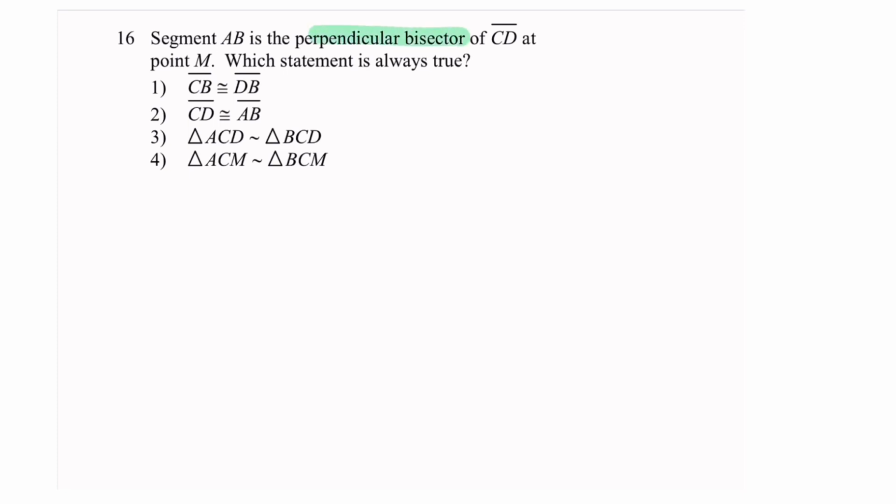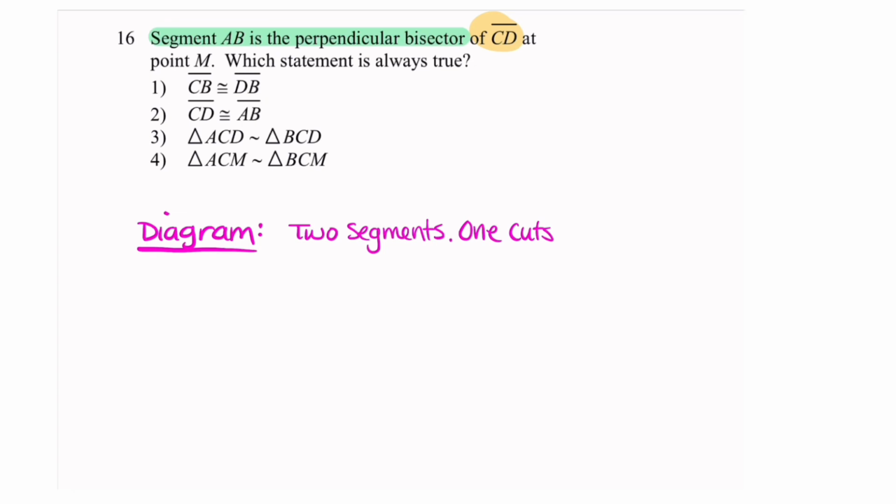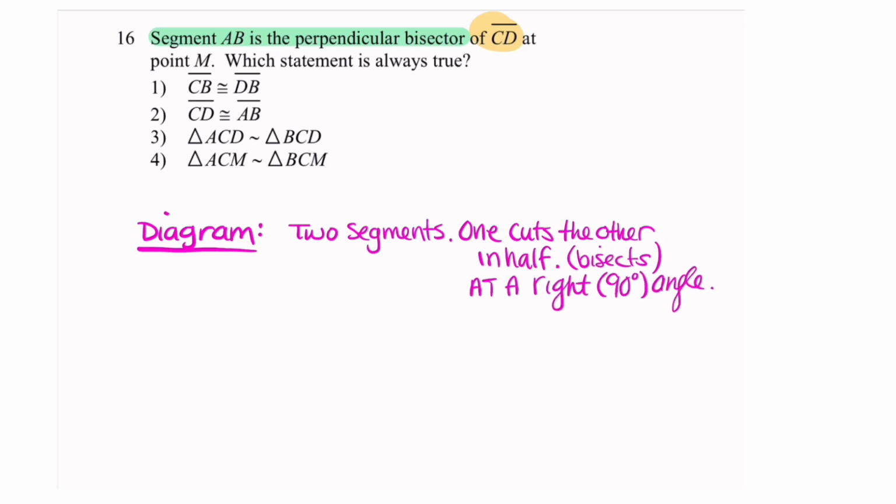For number 16, segment AB is the perpendicular bisector of segment CD at point M. To decide which is always true, we really need to diagram this picture out. So I'm going to imagine two segments. One of them is going to cut the other one in half. That's the bisector part. And when it does that, it's going to do it at a right angle, 90-degree angle.